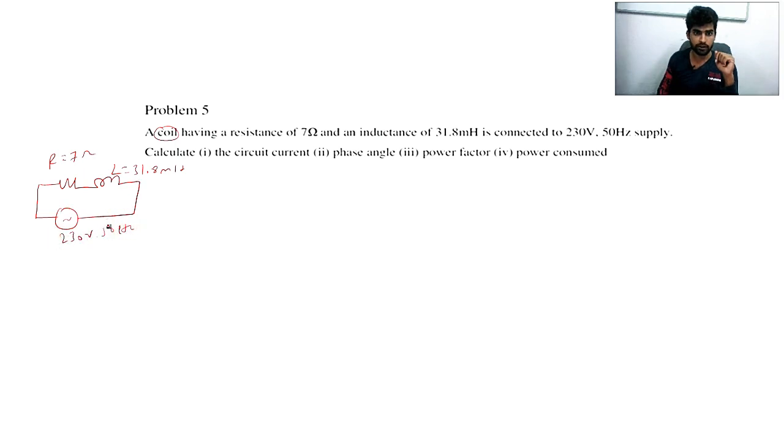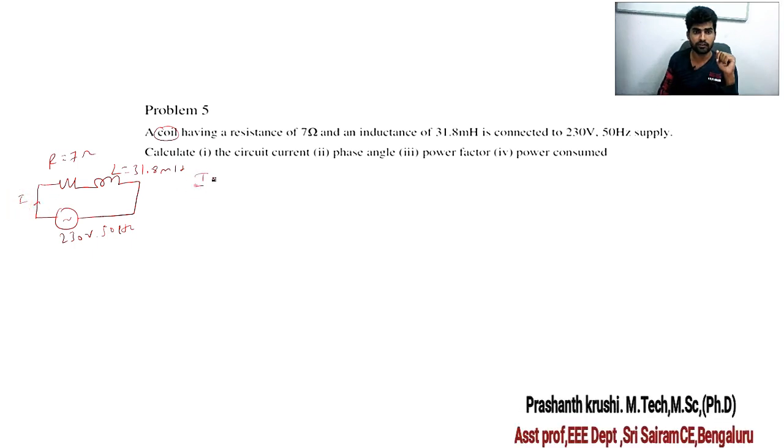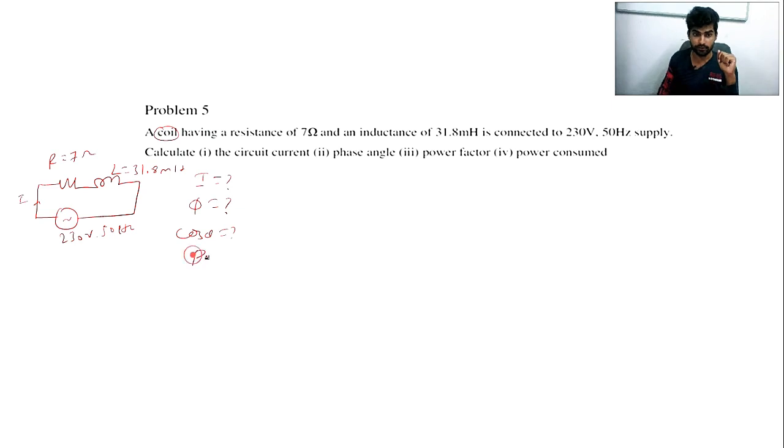What we need to find? The current, this circuit current we need to find. And the phase angle phi we need to find, and then power factor cos phi, and power consumed by the circuit, power we need to find. So this I can take as Z.